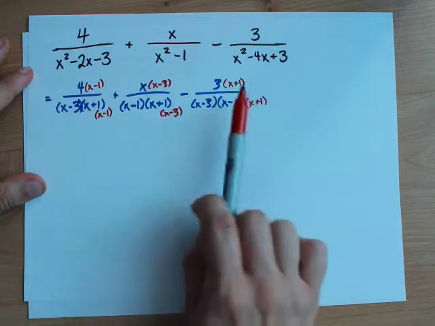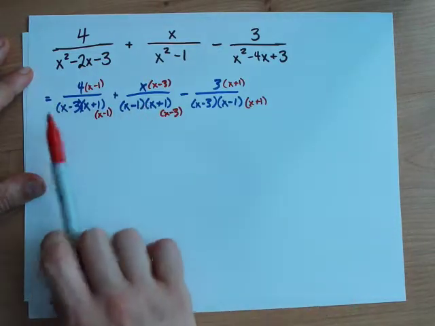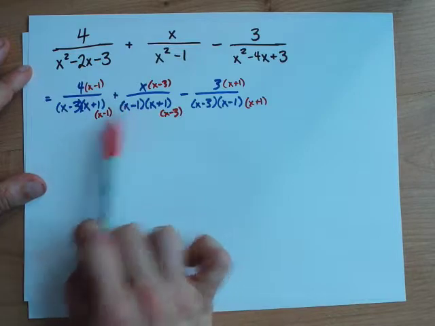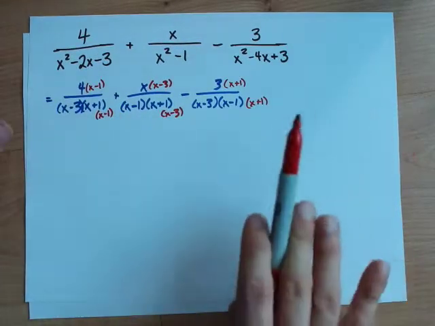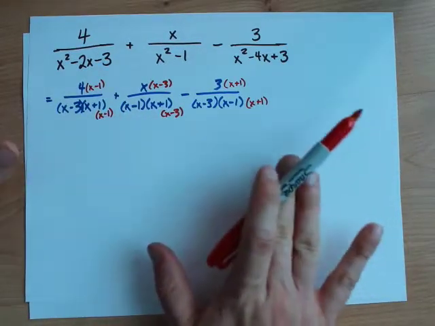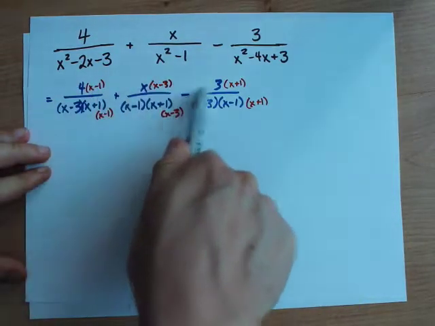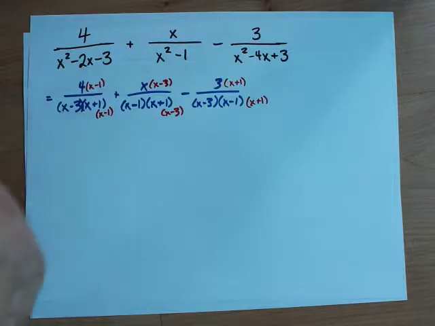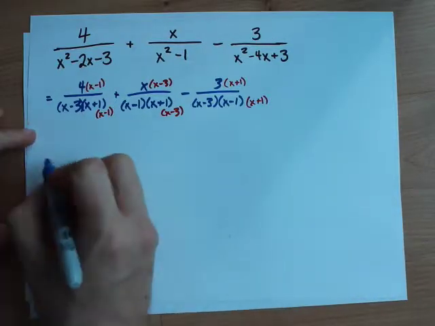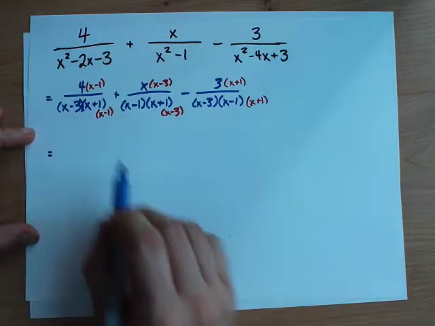Whew. X plus 1 is in all of them now, x minus 3 is in all of them, and x minus 1 is in all of them. And there's nothing extra, so we're actually done. Now it just takes us doing top, well, plus top minus another top here. And we can combine these all into a single fraction. Would you like to do it with me?